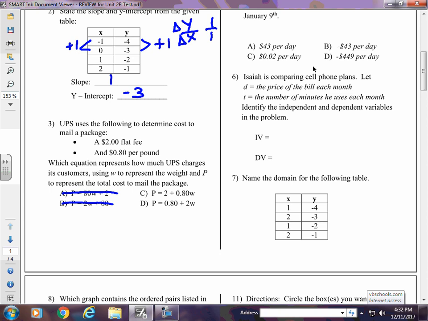If we have a $2 flat fee, you have to pay that no matter what. What's changing is the weight. So the weight has to be attached to the 80 cents because that's what's changing every time it's a bigger pound. So we want to choose letter C as our answer because the W does need to be attached to the 80 cents. You're not changing the flat fee. The flat fee is non-negotiable.